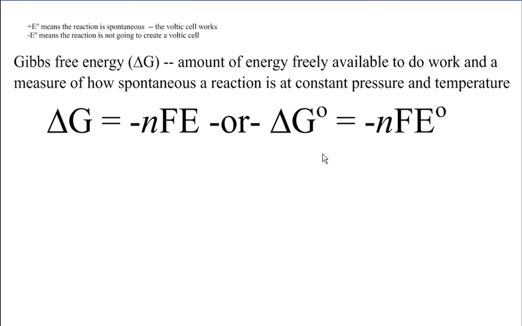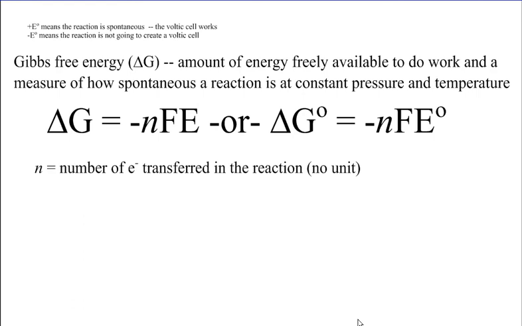Or since we're staying at a constant temperature and pressure, at standard conditions, you can call it G naught, and you can use E naught, so the cell potential. So what do these values mean? Well, n is the number of electrons transferred, and that has no units with it, so units are not going to help us out as much this time, guys. But always remember, units are our friends. So the number of electrons transferred, that's what n stands for.